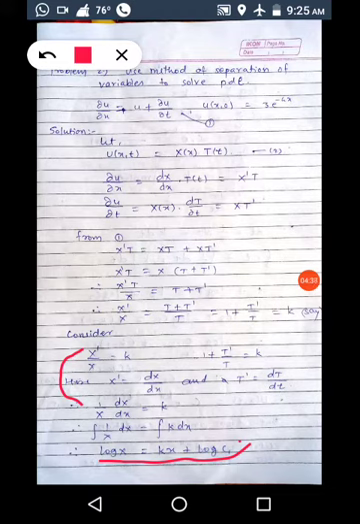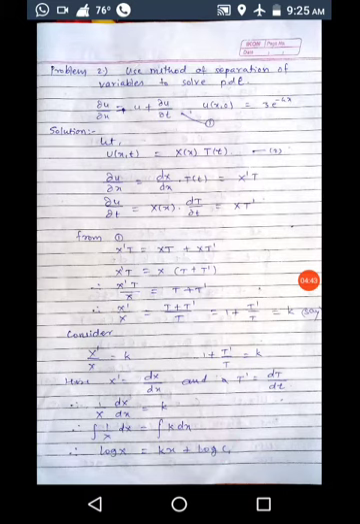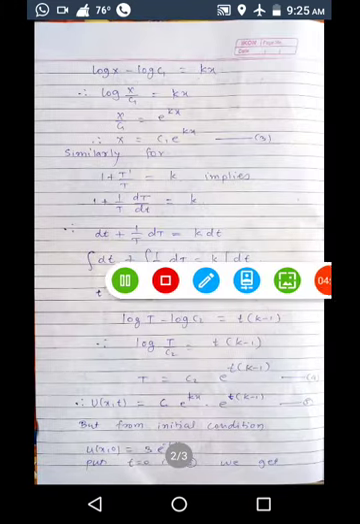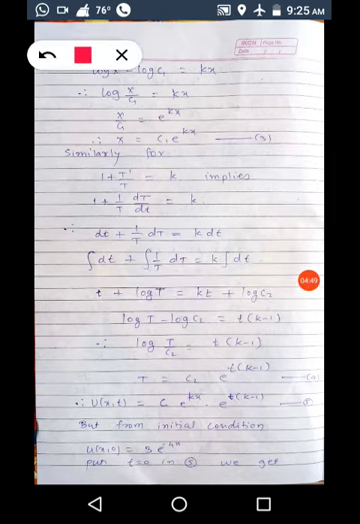In the next step, we take log c1 to the left-hand side. Log X minus log c1 equals kx. Therefore log(X/c1) equals kx. Therefore X/c1 equals e raised to kx. Therefore X is equal to c1 e raised to kx. So this one is a function of x.